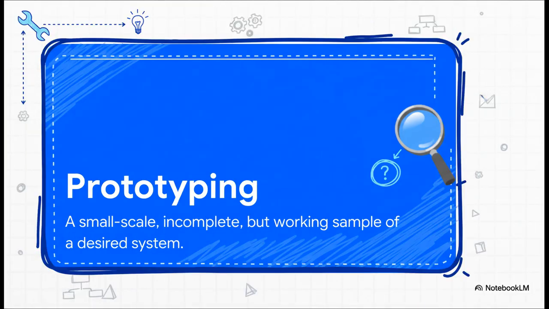Next up, prototyping. The best way to think about this is like building a model home. It's not the final product, right? It might not be fully functional, but it gives users a real working sample they can actually click around in and interact with. And it solves that classic problem. Users often don't really know what they want until they can see it and touch it.